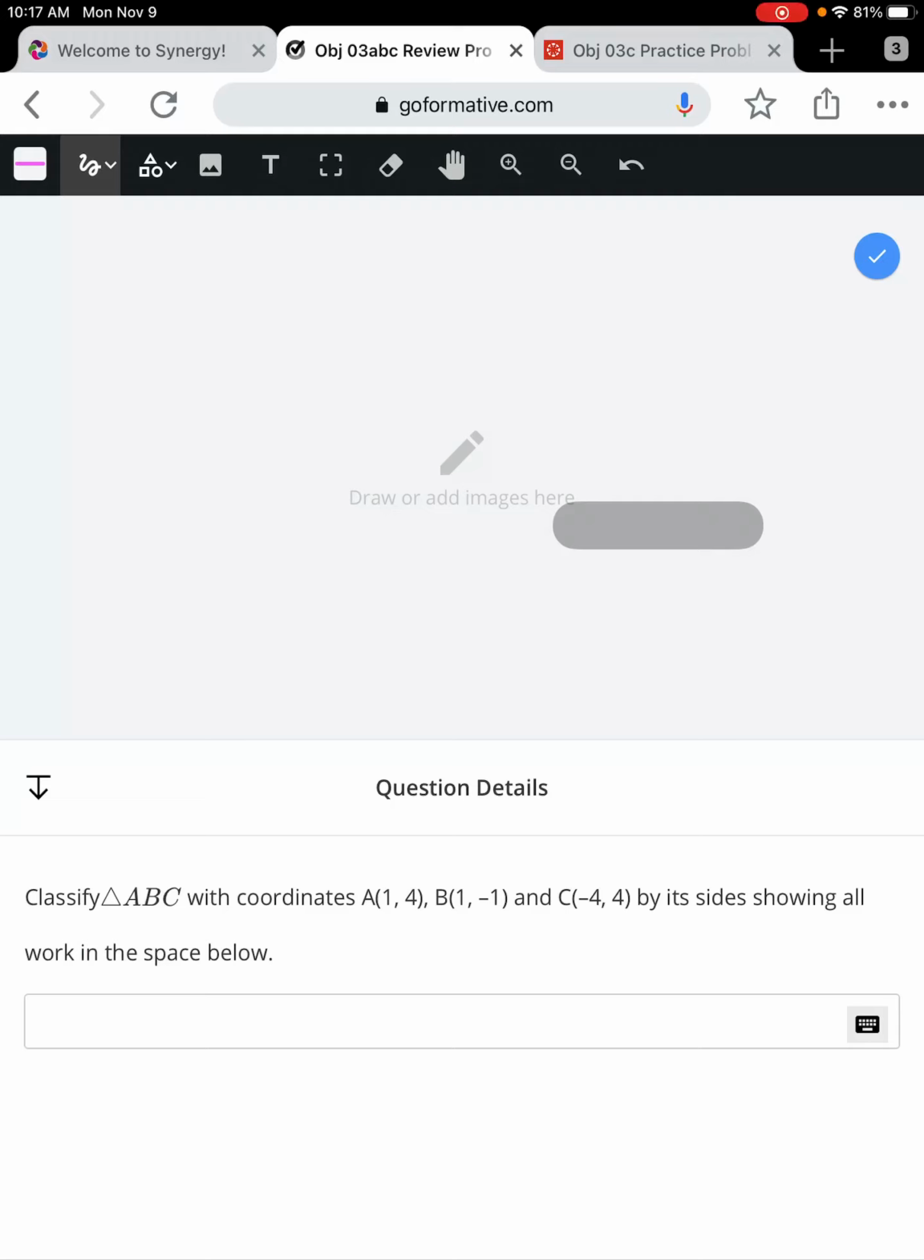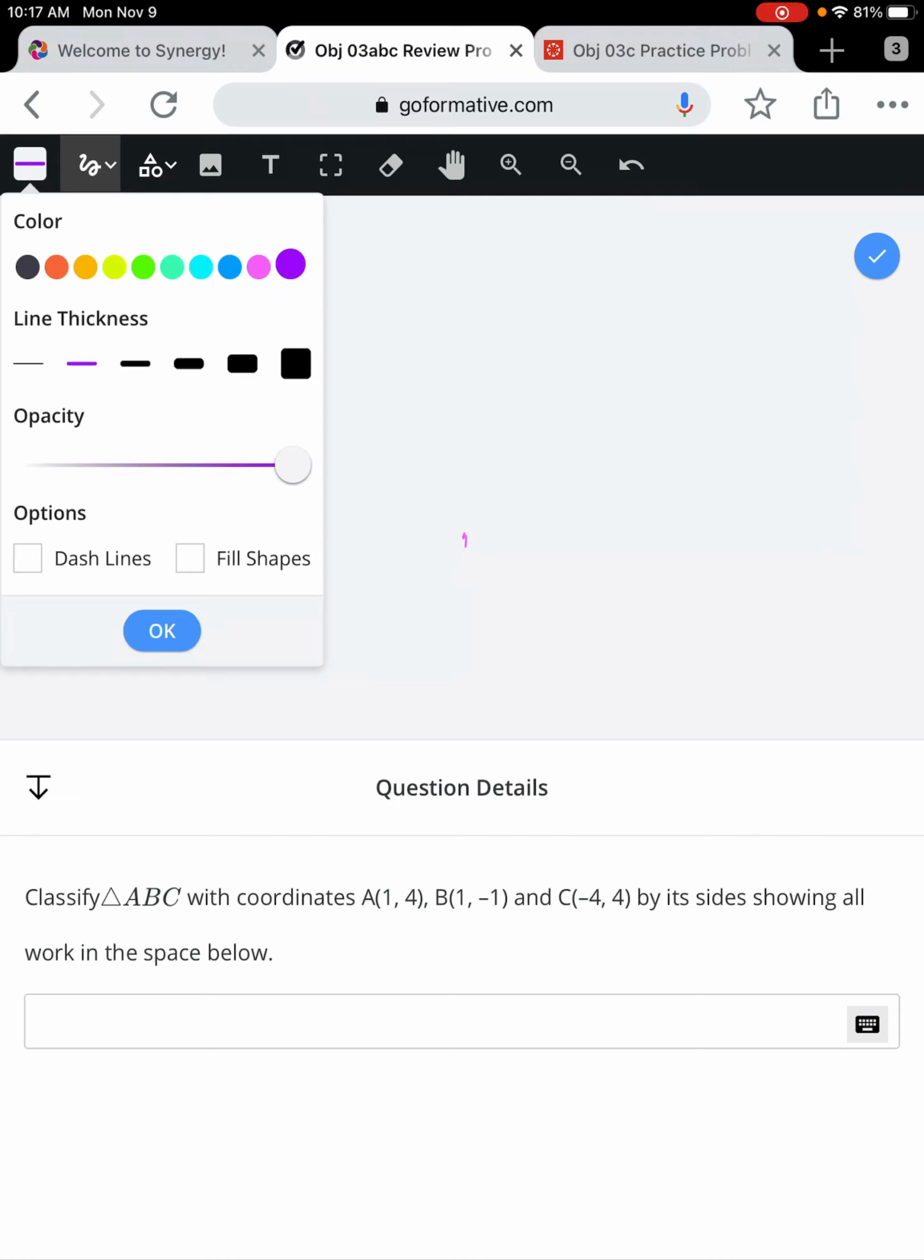So just going through the review. Question number 1, classify triangle ABC with these coordinates by its sides, showing work in the space below. So for triangle ABC, you're going to find the distance of each side. I'm actually going to change the color.